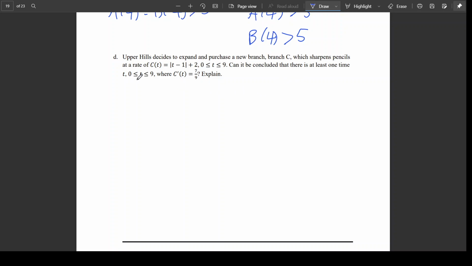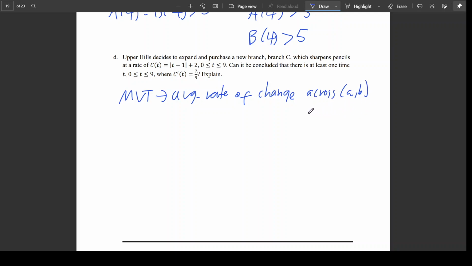Where you're finding a time t in between two other times where the derivative is equal to the average value, okay? So the mean value theorem, just a quick recap. The mean value theorem says that the average rate of change across a to b is equal to f prime of c, where a is less than c is less than b. So there's some number c that's in between a and b, in this interval, where the derivative is equal to that average rate of change, okay?